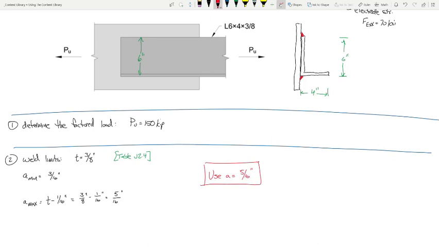Again, choose the largest weld size we can up to 5/16. So what that means is we can't violate A max, right? We can pick it, we just can't pick past it. All right. Does that make sense? Okay.